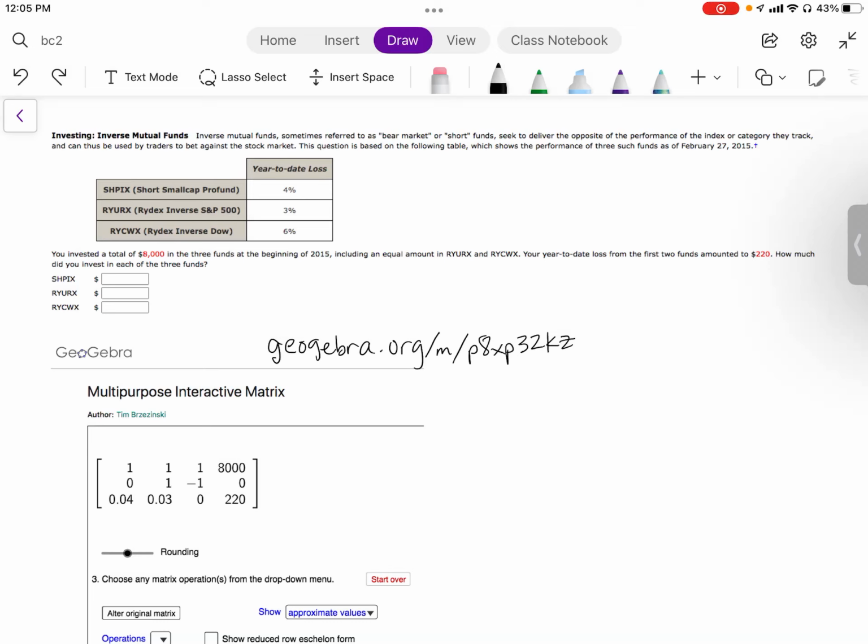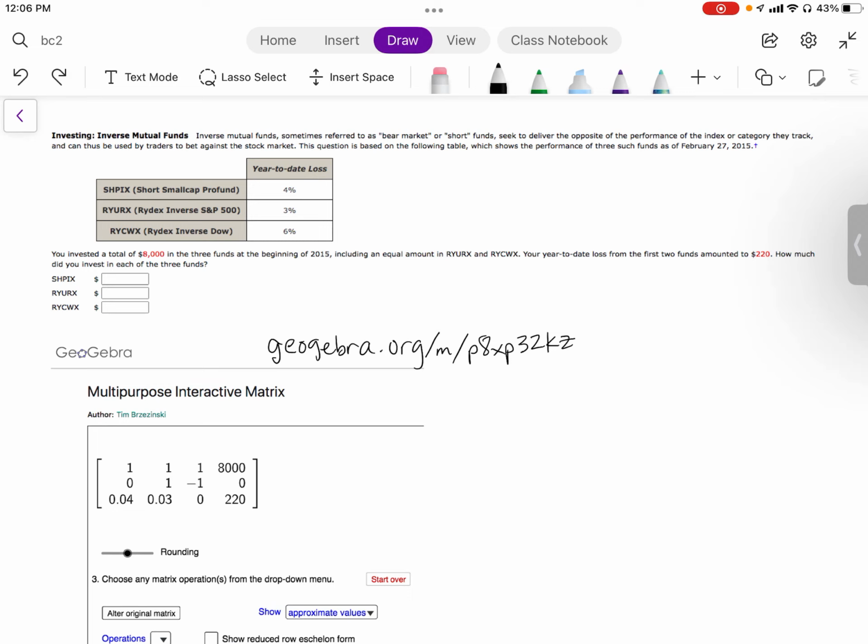All right, here's an example. It's an inverse mutual fund, but even without truly knowing what that means, we can set up a system of equations with this, and that's the main focus here. And in fact, I want to use technology.